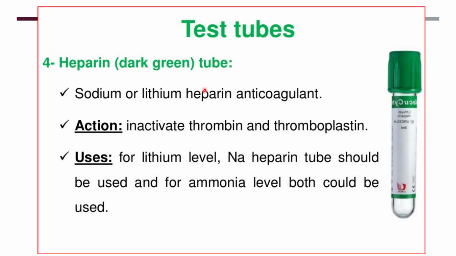Next is heparin, having the dark green tubes, and it comes in two forms: sodium or lithium heparin anticoagulant. The action of this tube will inactivate the thrombin and thromboplastin, which are essential factors of blood clotting. These heparin tubes will be used for lithium level checking in the blood, or sometimes in arterial blood collection.